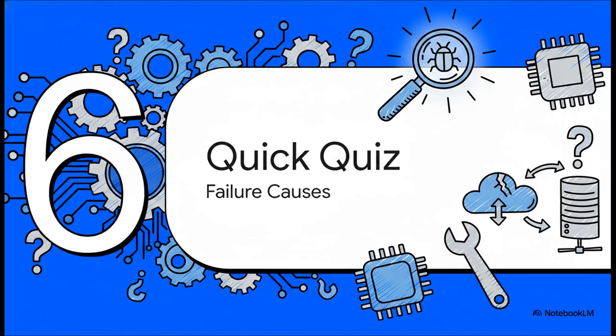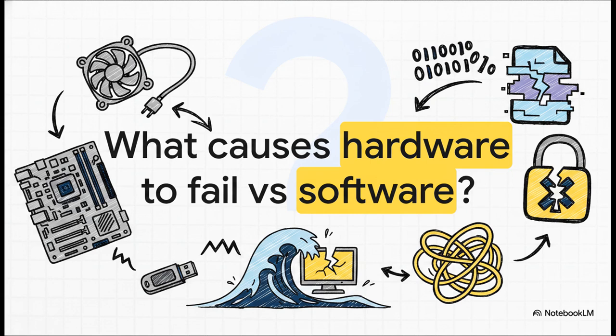All right, time to put on your diagnostic hats. Let's hit Section 6, quick quiz, failure causes. I really want you to think about this one. If your entire computer system suddenly crashes, how can you tell the difference between a hardware failure and a software failure? Think about those fundamental natures we just discussed. What environmental or systemic factors cause each side to break down? I'll give you a second to lock in your answer.